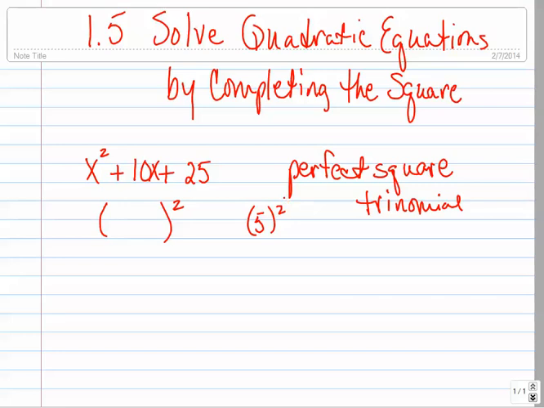Now it's very easy to factor. The first term is a perfect square, the last term is a perfect square. You're squaring x to get x squared, so that goes first. You're squaring 5 to get 25, so that goes second. And you take the first sign in the trinomial. So that will factor into x plus 5 squared.